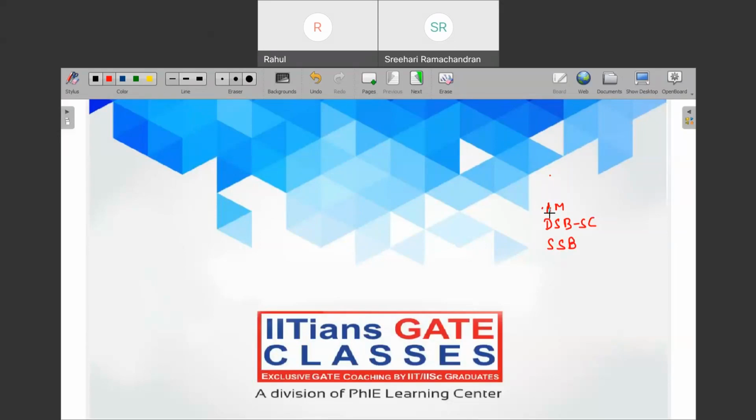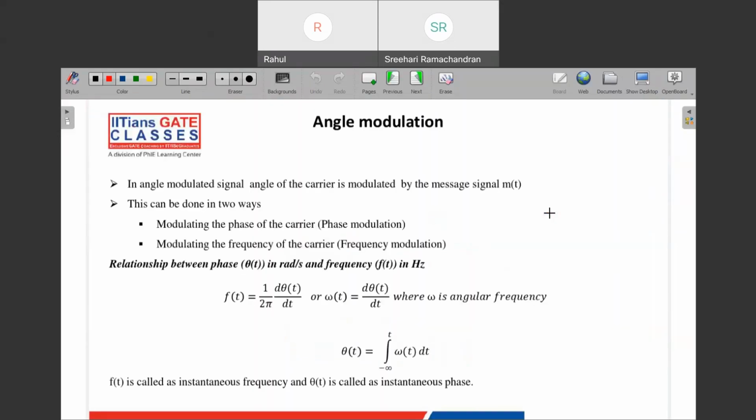Now we will go through another kind of modulation, that is the angle modulation, where we change the angle of the carrier with the help of the message. This has two types. One is the phase modulation and another one is the frequency modulation. So we will see what is the difference between phase modulation and frequency modulation.